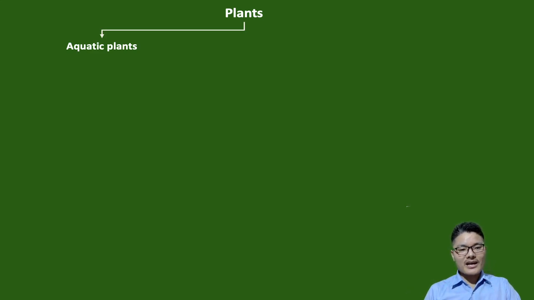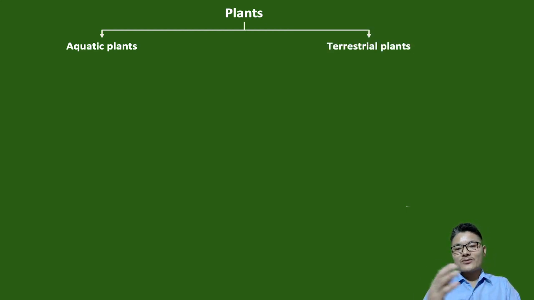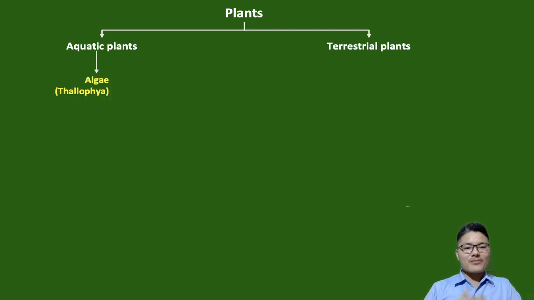We have aquatic plants, say for example water lily, hydrilla, and lotus. Here I'm going to generalize the category on the basis of different divisions of the plant kingdom. So aquatic plants, and we also have terrestrial plants. Aquatic plants can be algae, which are usually categorized under division Thallophyta.